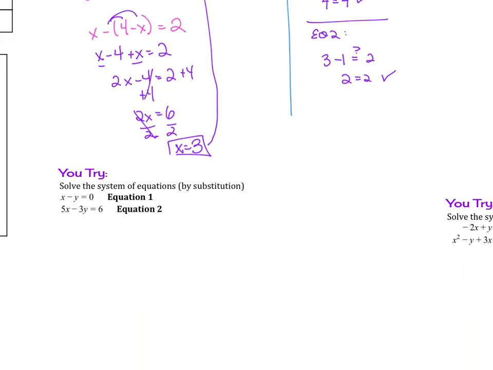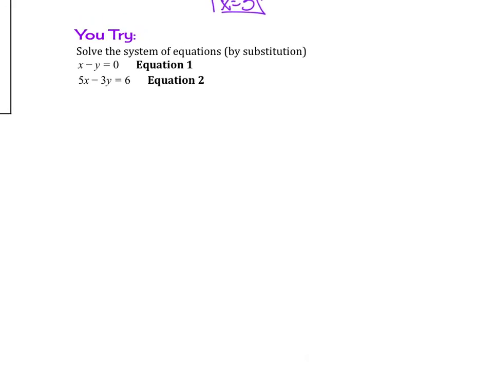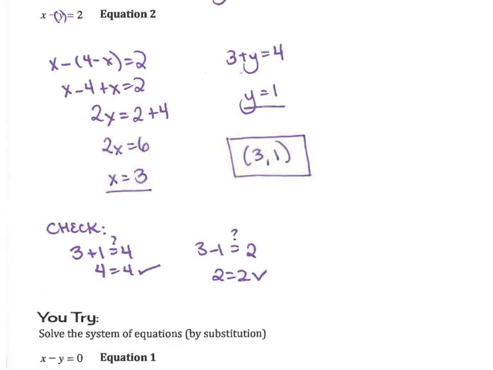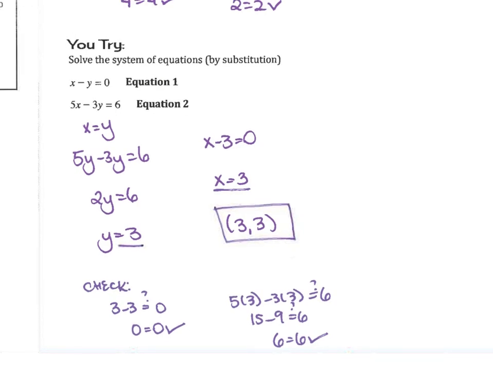So try example 2 here. Solve the system of equations by substitution. Pause the video and try it out. When you solve this system, you find that the ordered pair is (3, 3).